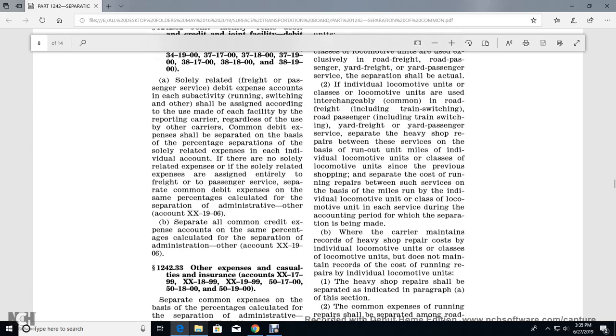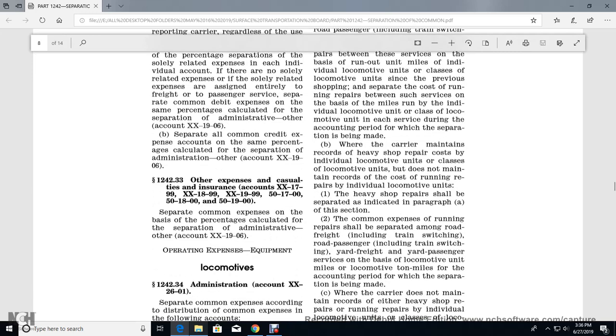Solely related freight or passenger debit expense for the account, with each sub-activity: running, switching, should be the sum of the quantity with each of the facility reporting carriers, regardless of the other carriers. The common debit expense should be separated on the basis of the percent separation of the solely related expense with the individual account. Where there is no solely related expense, or the account is assigned entirely to freight or passenger, separate common debit expense at the same percentage of the calculated separation of administrative accounts other than XX 1906. Separate all common credit expense for the accounts at the same percentage.